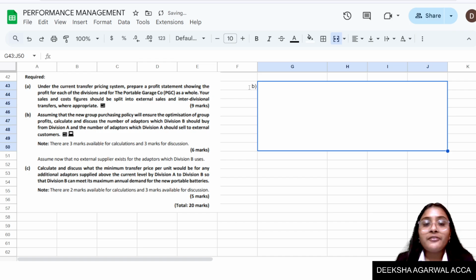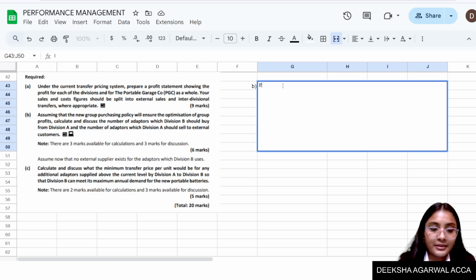See, if division B can buy the adapters from another supplier for $13 each, what will be the best strategy for division A? To first sell as many adapters as it can to the outside customer at $15. Right. And whatever is left behind, they can sell to division B at the agreed price. This can be done or no, the first thing. Now let's write it down. First point is this only.